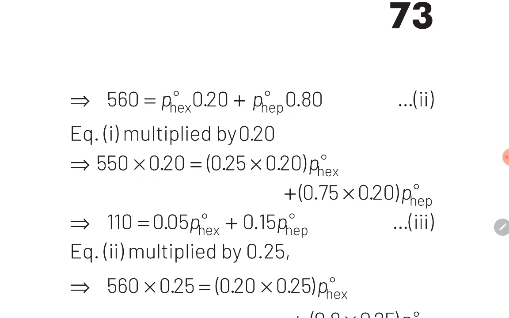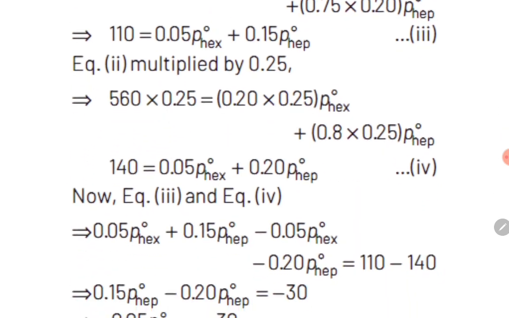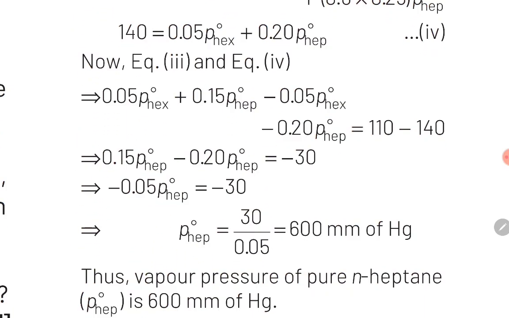Now guys, we have two equations, and when we solve these two equations simultaneously, we'll obtain the value of P naught of heptane as 600 mm of Hg, which is our final answer. So guys, with this we have completed this question. Now let's move ahead to the next slide.